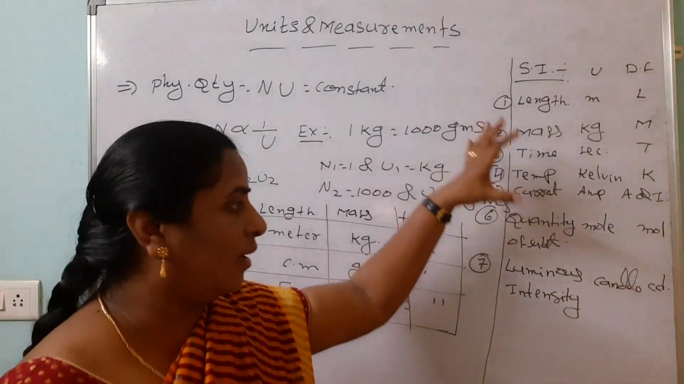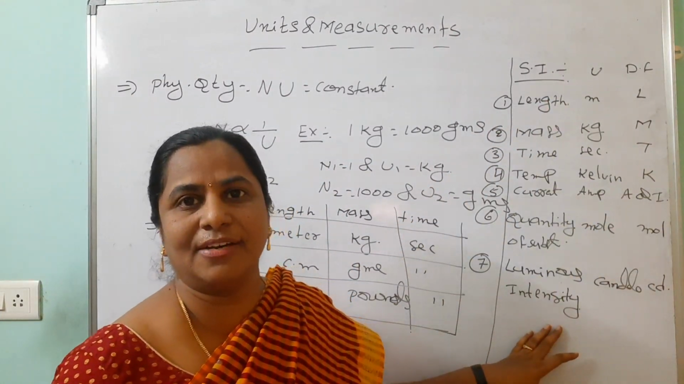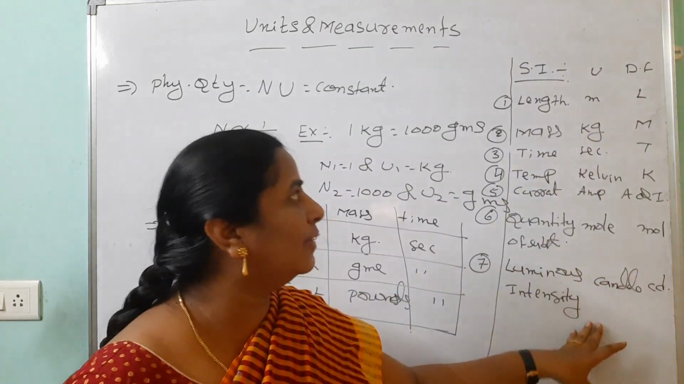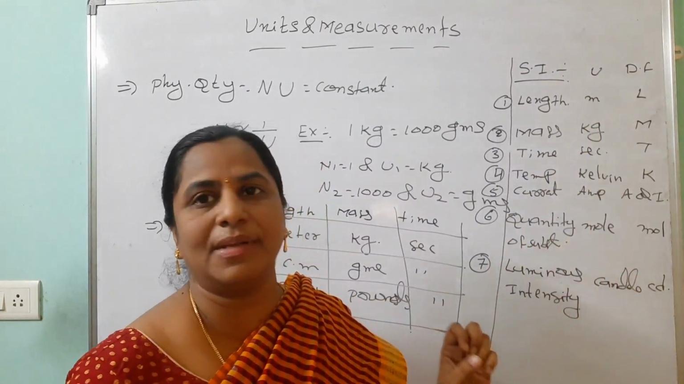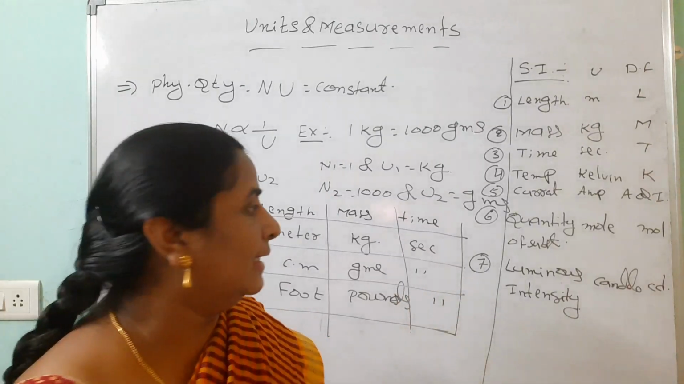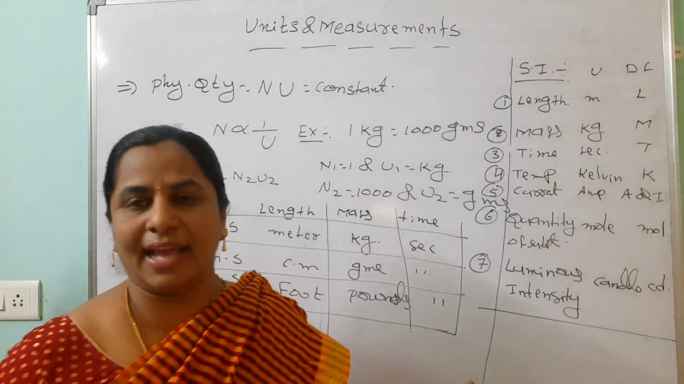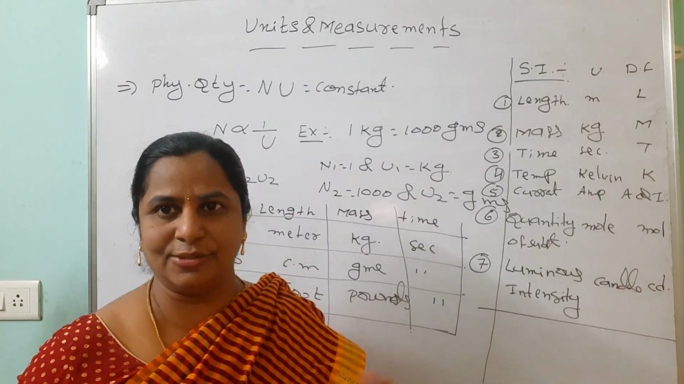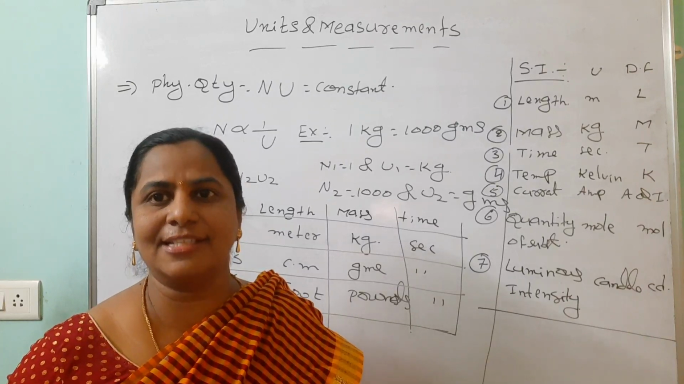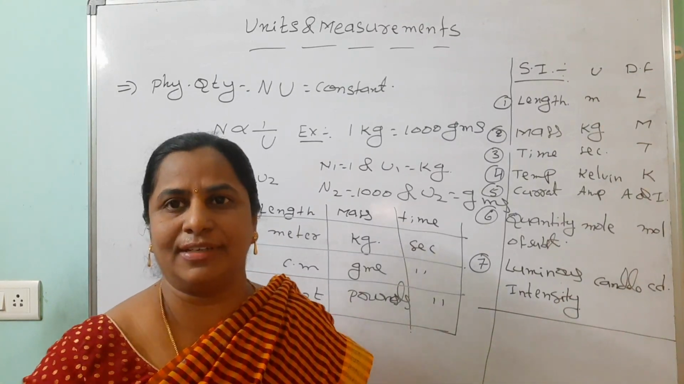Now we have to follow this. We must remember the fundamental physical quantities, their units, and the dimensional formula symbols we are using. Only then can we go for further topics. Then there are two supplementary physical quantities. One is the plane angle, the unit is the radian, and there is no dimension for that. Another one is the solid angle, the unit is the steradian, and there is no dimension for that one.